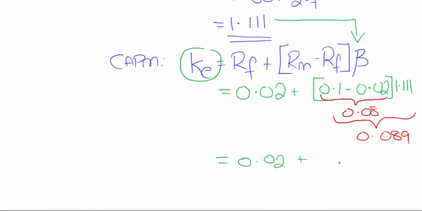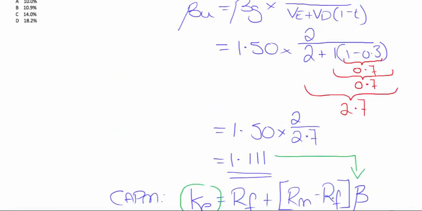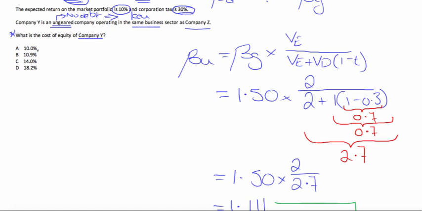0.02 plus 0.089 gives us 0.109, and therefore the correct answer is 10.9%, and it's B.